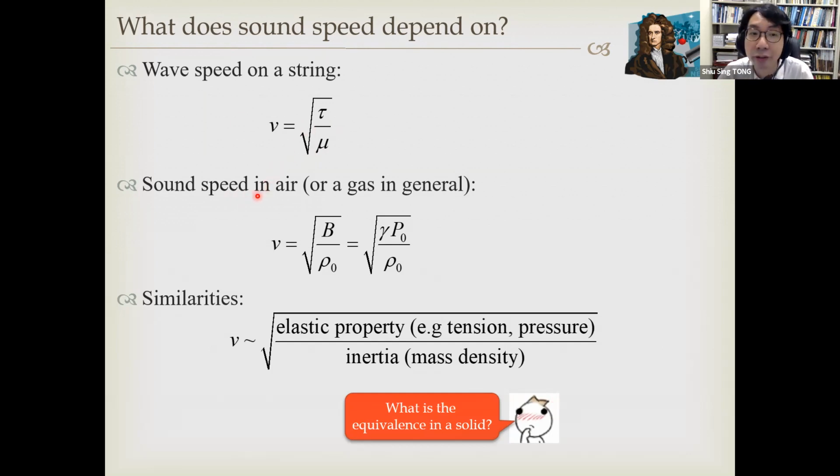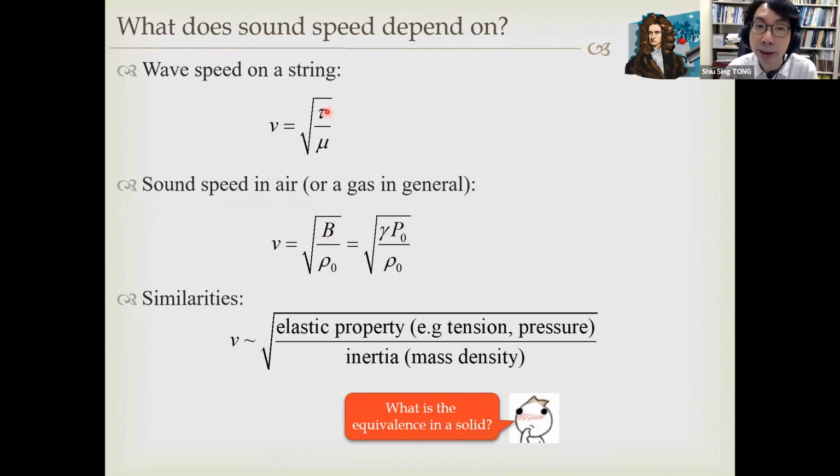Now for a sound wave in air, you have this, right? The square root of the bulk modulus divided by density. The bulk modulus gives you the elastic property of the medium. If the bulk modulus is large, that means the gas is difficult to compress. You need a large pressure to compress the gas just by a little bit. That is what is meant by the bulk modulus. So again, the bulk modulus represents the elastic property of the medium.